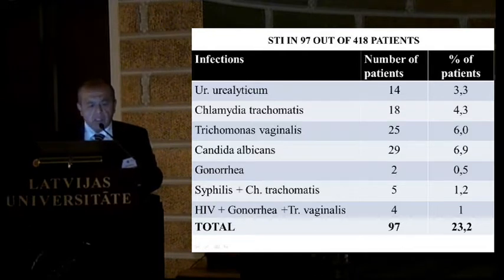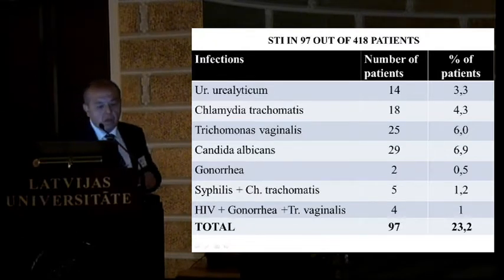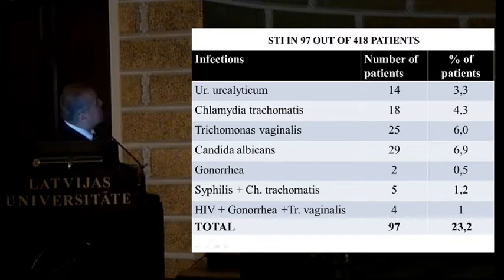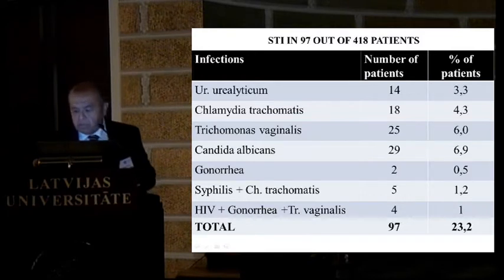For sexually transmitted infections, we found in 83% of patients some sexually transmitted infections, such as Candida albicans, Trichomonas vaginalis, chlamydia, etc. In 5 cases, there was pubic area infection with syphilis and Chlamydia trachomatis. In 4 patients, we found positive results for HIV infection, gonorrhea, and Trichomonas vaginalis.